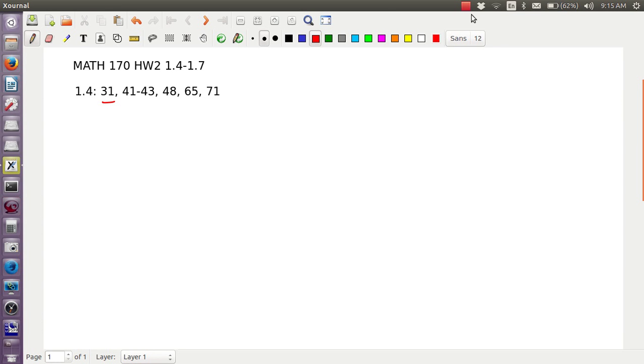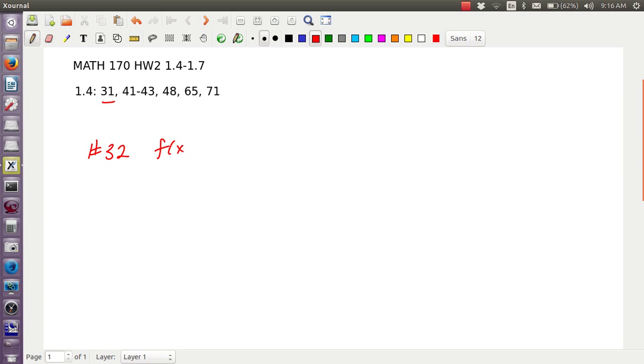Okay, so number 31, or problem number 31 on 1.4. What is that question asking? That question is saying, evaluate the function at the specified value and simplify. And it's some kind of composite function. So I'm going to talk about number 32 instead because it's similar.